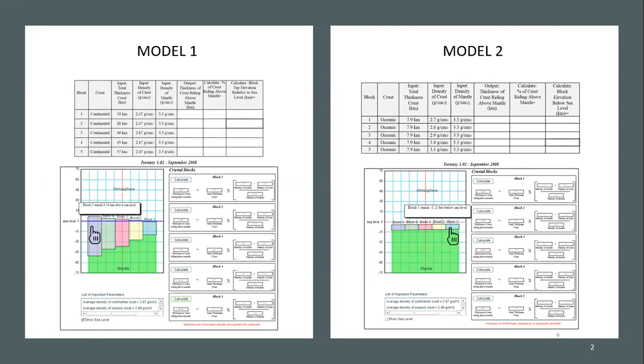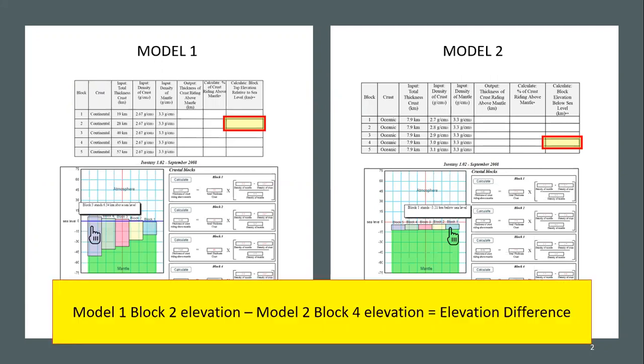In Part C, each model predicted the difference in elevation between continental and oceanic crust relative to sea level. To calculate the difference in elevation between the average continental and oceanic crust, use your data from the models. For example, in Model 1, the average continental crust was represented by Block 2. In Model 2, the average oceanic crust was represented by Block 4. Thus, Model 1 Block 2 elevation minus Model 2 Block 4 elevation equals the average elevation difference.